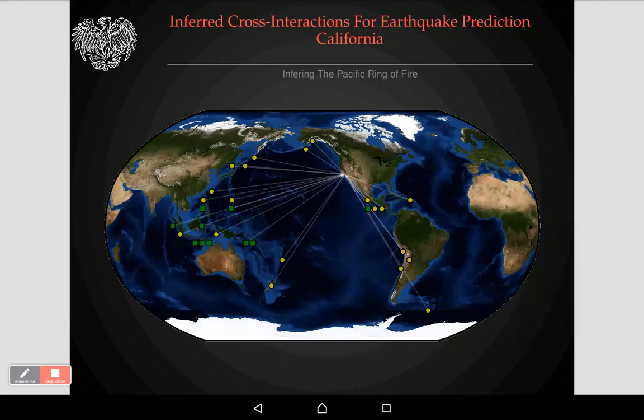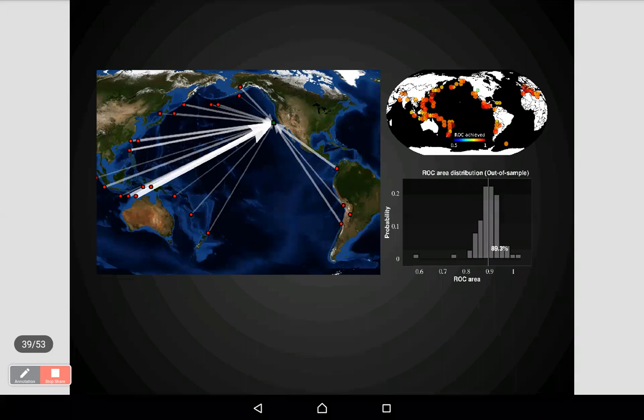But the structure of the network that we infer is also instructive. So once we have this network and we ask what are the locations around the world which influence California, we get a picture like this. The algorithm had no idea about tectonics or plates, but it turns out that it essentially infers the boundary of the Pacific plate. And those are the locations with stronger influence, and it turns out that right off the northern part of Australia is where most of the influence is coming from, which is kind of interesting. I have no idea what that means, though.